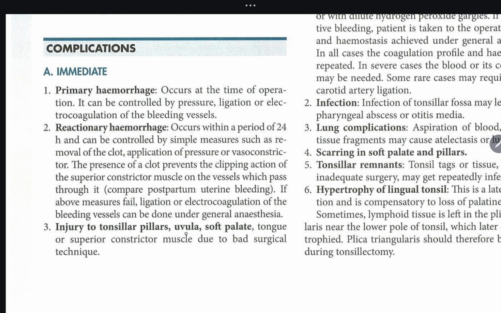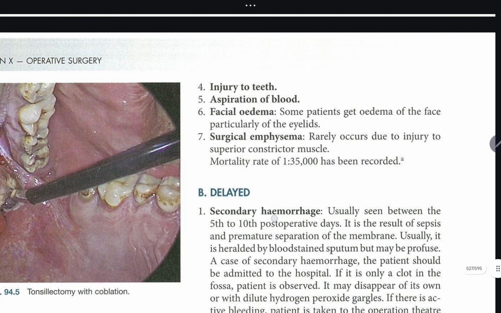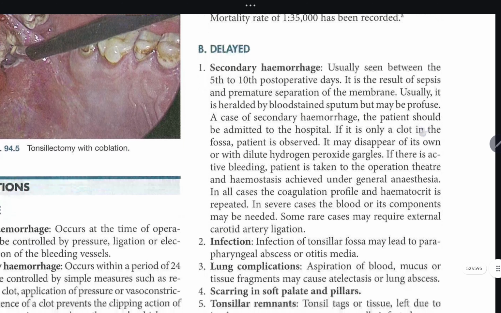3. Injury to tonsillar pillars, uvula, soft palate, tongue, or superior constrictor muscle due to bad surgical technique. 4. Injury to teeth. 5. Aspiration of blood. 6. Facial edema. Some patients get edema of the face, particularly of the eyelids. 7. Surgical emphysema. Rarely occurs due to injury to superior constrictor muscle. Mortality rate of 1 in 35,000 has been reported.